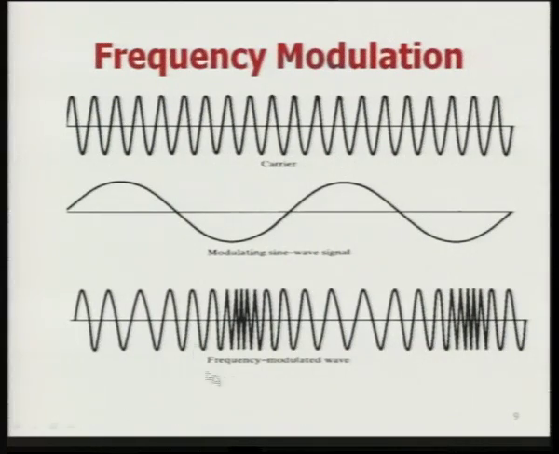Now, this FM signal is what is transmitted to the other side, and on the other side you will find that by tracking this change in frequency you can recover the original signal. So, that is you have to track the change that has occurred in the frequency. That is what is done in frequency modulation.